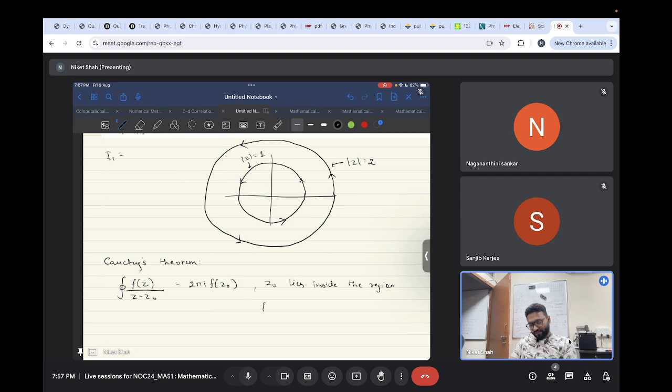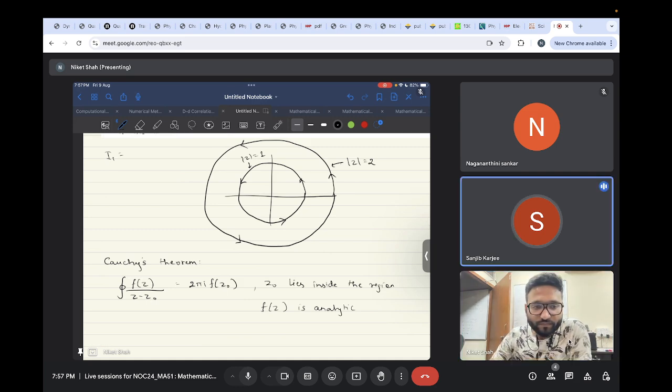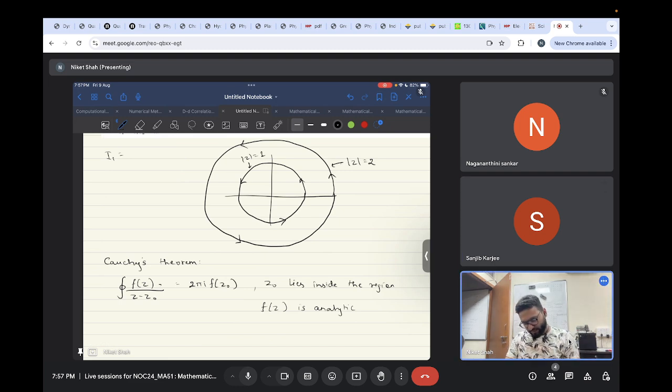Also, the assumption is that f of z is analytic in the domain that we are considering. In the domain where we are performing this integral, f of z has to be analytic; then only this is applicable. So this is what we know. Sorry, it is dz. Yes, of course, when you're integrating, the integration will be along dz. So z0 lies inside the region.